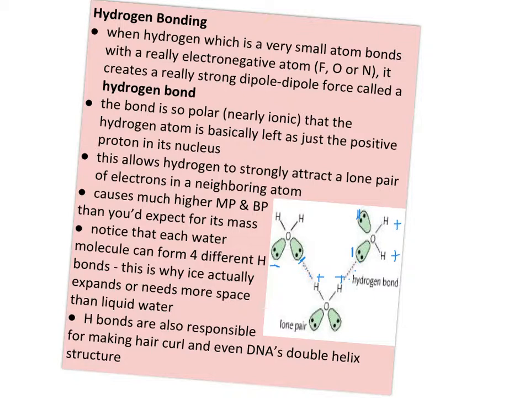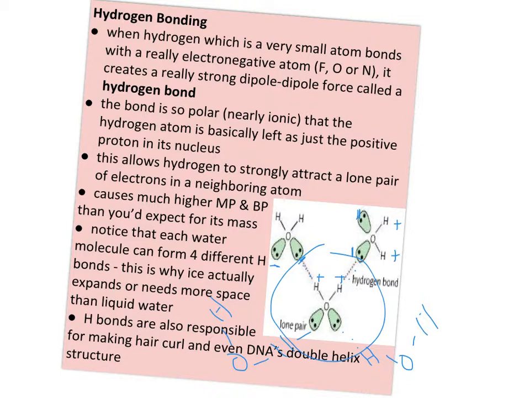And you notice that each water molecule can actually form 4 different hydrogen bonds. So if I look at my hydrogen bond down at the bottom here, the 2 hydrogens have each formed a hydrogen bond with a neighbor, but these 2 lone pairs can also form bonds with another neighbor. So if I draw in my other 2, you can see there's a total of 4 different hydrogen bonds for this one water molecule. And this is why ice actually needs to expand, or needs more space when it forms than liquid water does, because now it's going to be in a fixed position and it needs to have this distance for these hydrogen bonds to set up.